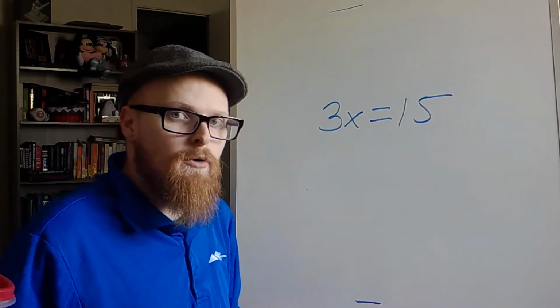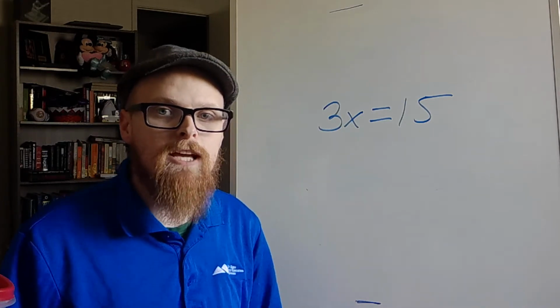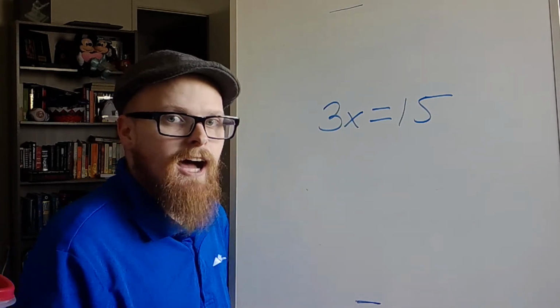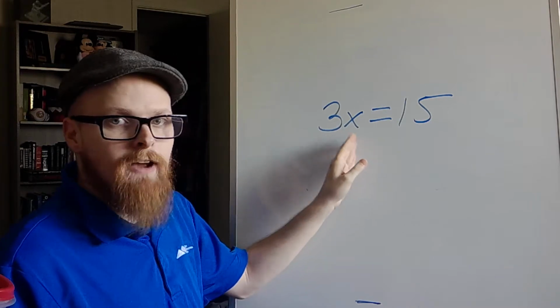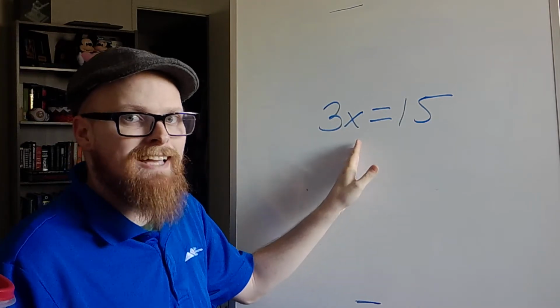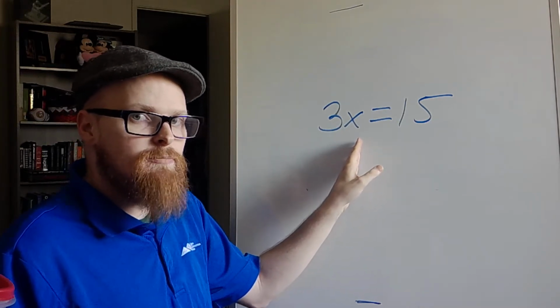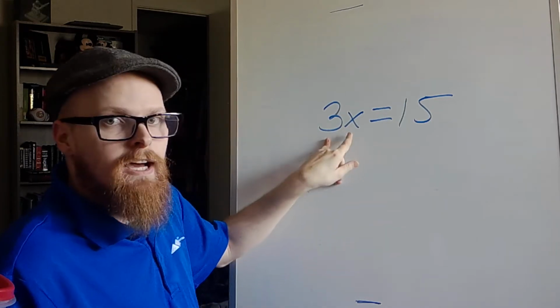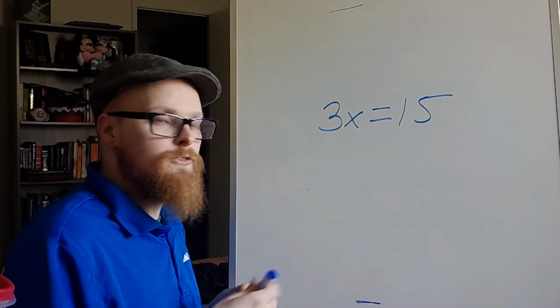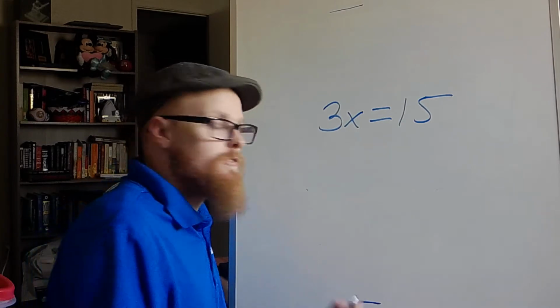Now, I mentioned this before in another video. I'll mention it here just in case you've skipped ahead. Anytime I have a number next to a variable, it is multiplication. And the reason for this being, I have 3 x's. Let me prove this to you, okay? I'm going to actually use a number to prove this.